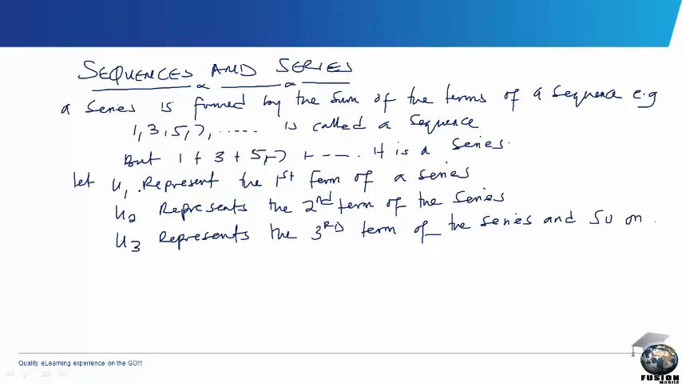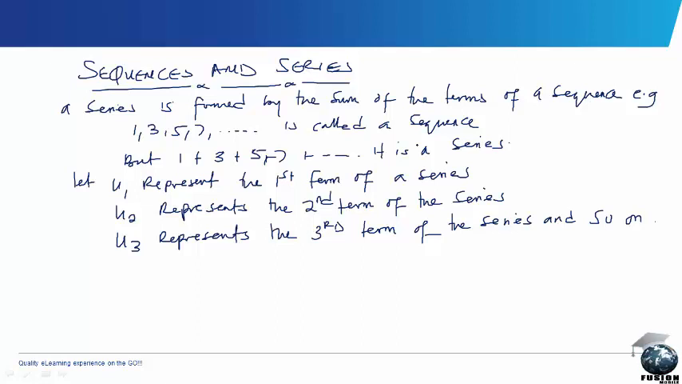Just like we said, looking at the example above, U1 represents the first term, which is 1, and then U2 is equal to 3, and U3 is equal to 5, because U3 is the third term, and it follows in that order. We shall also represent the sum of a series by denoting it with Sn.